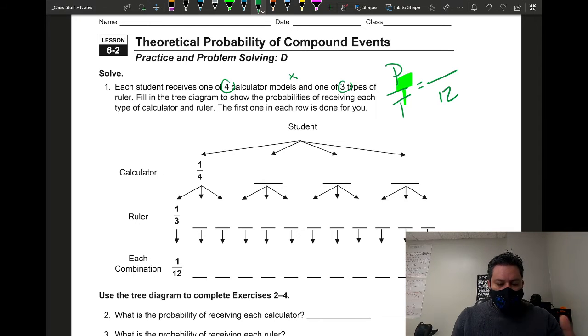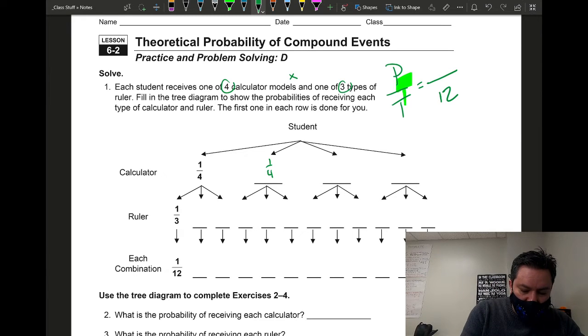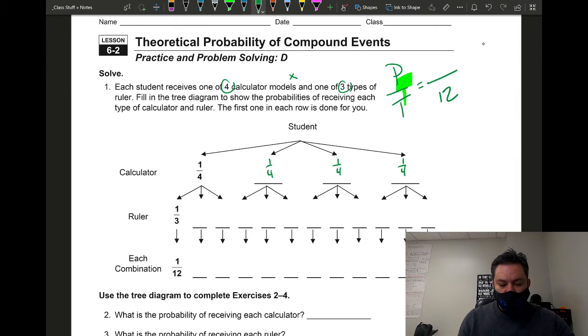Now, it says, what is the probability of the student getting a calculator? Well, there's 4 different calculators. There's 4 students. So each one is 1 out of 4, right? So that's why they have 1/4. Each one is going to get 1 out of the 4 calculators. That's it.